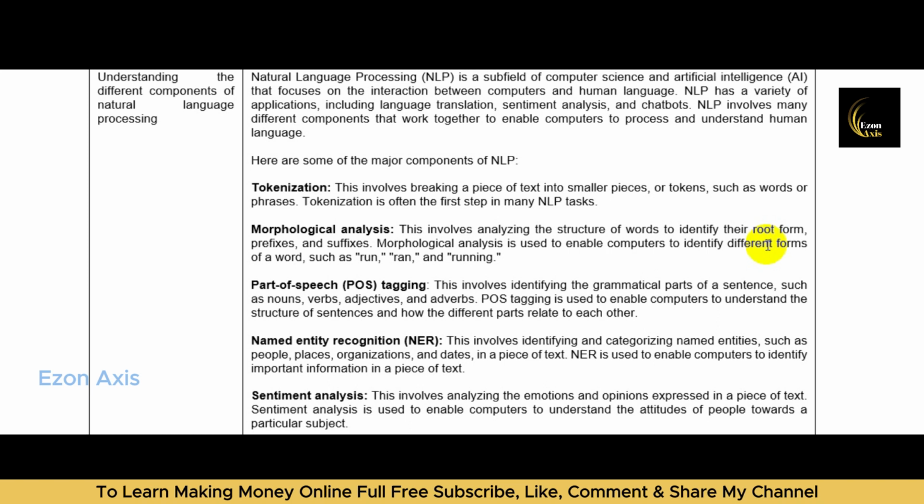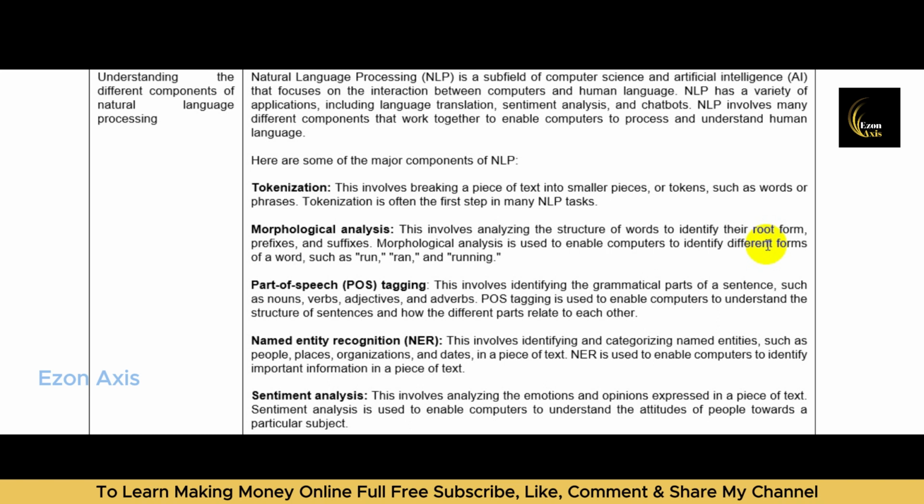So, what is this? First, tokenization. This involves breaking a piece of text into smaller pieces, or tokens, small parts such as words or phrases. Tokenization is often the first step in many NLP tasks. That is very important.